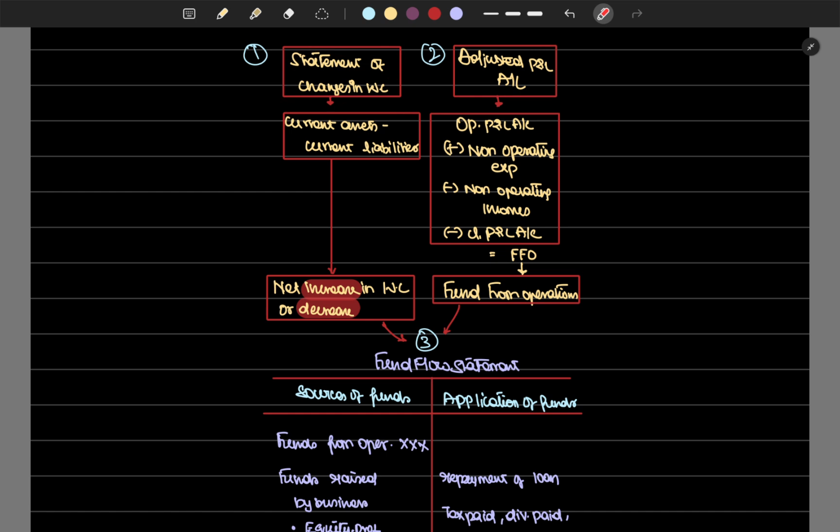To simply say, we are preparing this fund flow statement only to know the changes, and address the reason behind the changes, of working capital. What does working capital mean? Current assets minus current liabilities.